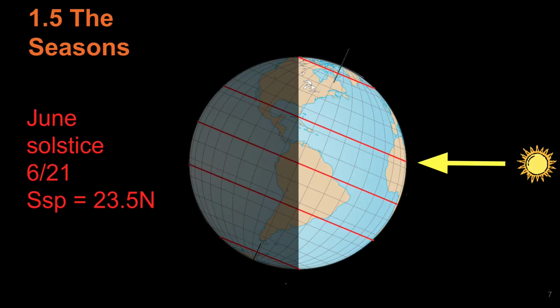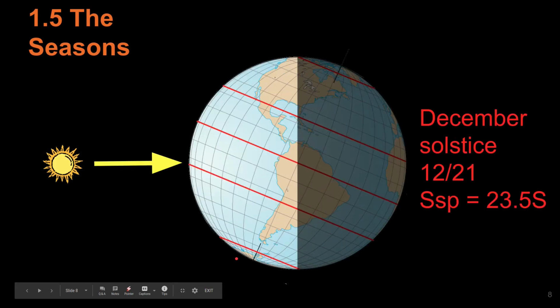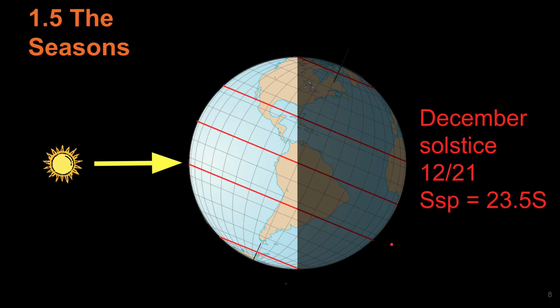Subsolar point on the June solstice, the northern hemisphere is having longer days. You can see at the Antarctic Circle they get nothing. 6 months later, now the subsolar point is 23.5 degrees south, the Tropic of Capricorn.